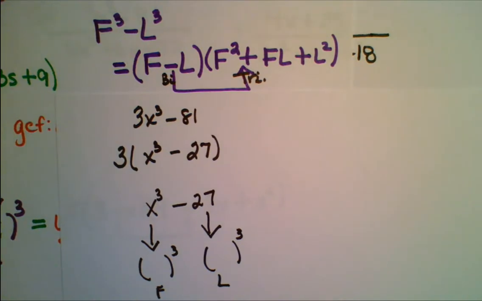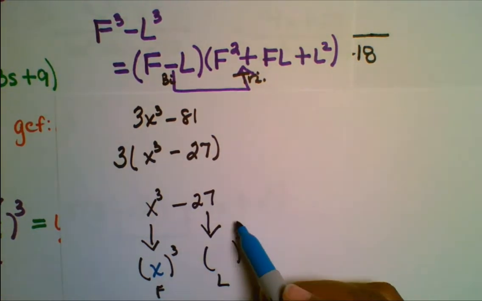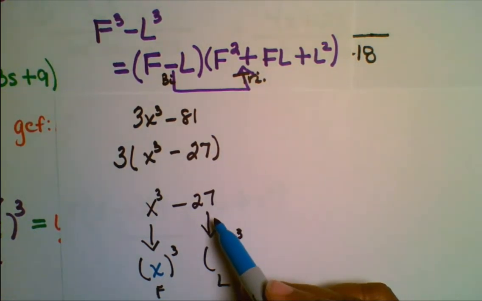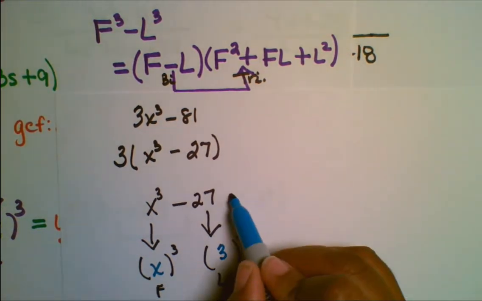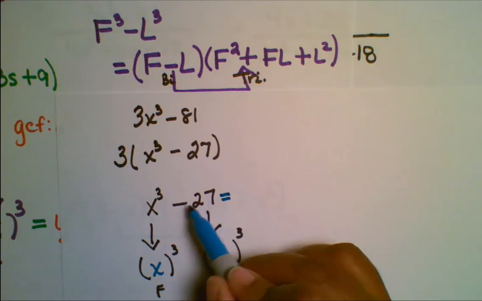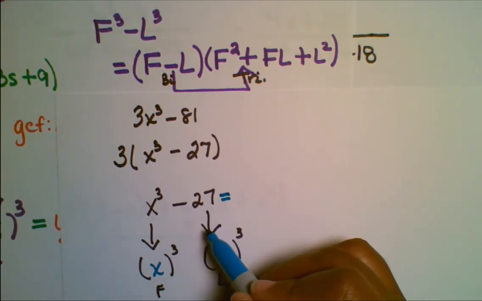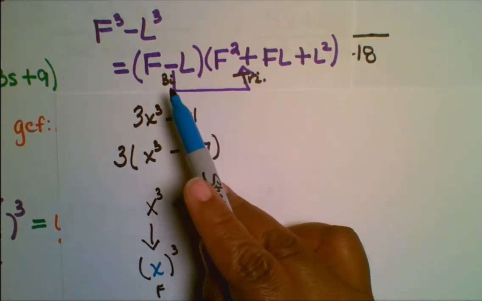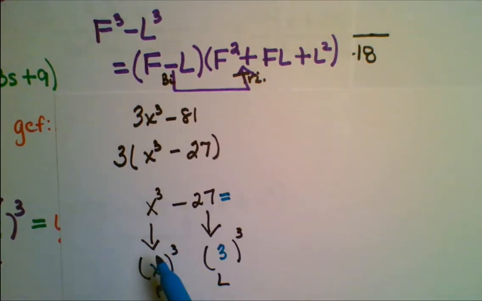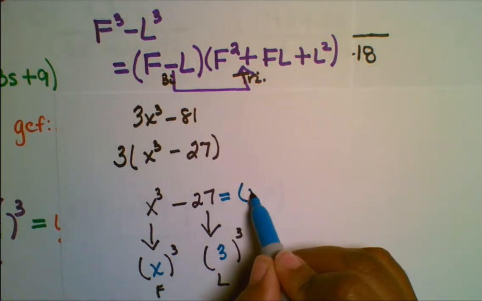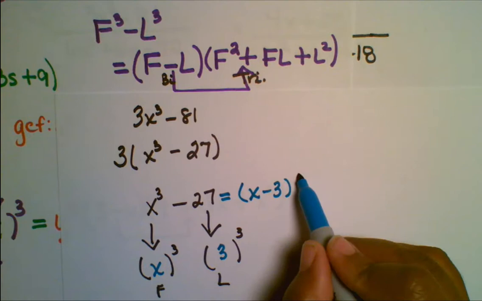So the number that we're going to plug in, when we cube it gives us x cubed, that will be an x. And what number when we cube it, meaning multiplying it 3 times to give us 27, that will be 3. So as we write our solution to this difference of cubes, it says for the binomial part, we're going to subtract f and l. So we called f the variable x, we call l the number 3. So we have here x minus 3 times.